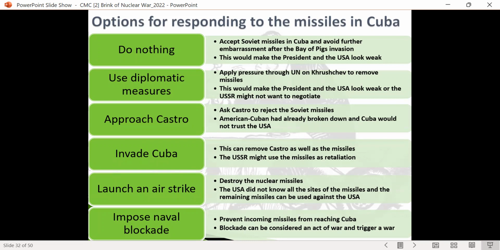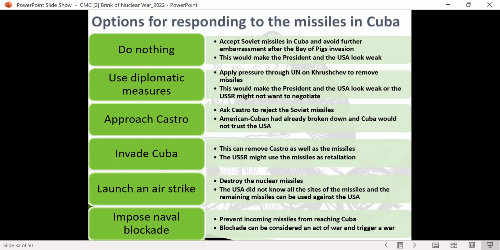How are you going to make this happen? Invade Cuba. The USSR might use missile retaliation, right? And also the previous invasions have failed, right? What makes them think this will continue to happen? All right, launch an airstrike, but the USA doesn't know all the sites of the different missiles, the remaining missiles to be used against the USA.